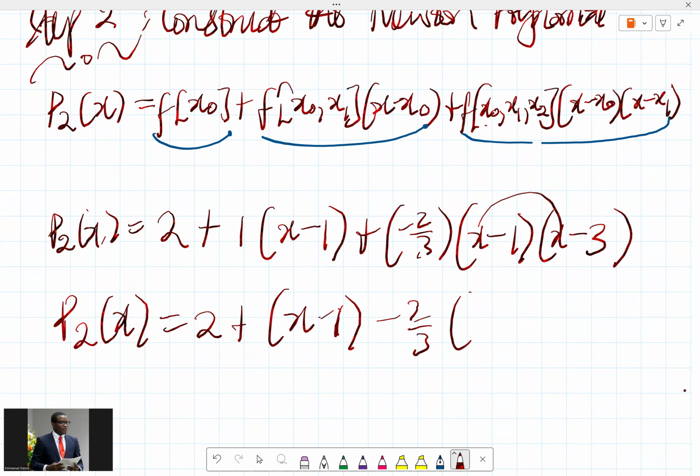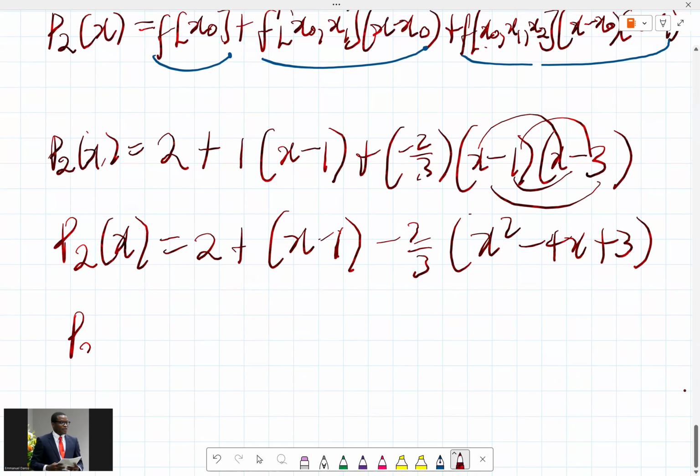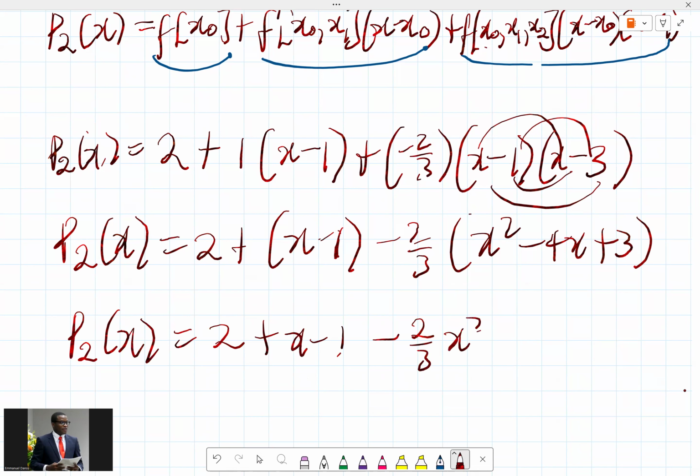expand this straight, so x times x, that's x squared, minus x minus 3, that's minus 4x, minus 1 times minus 3, that's plus 3. That's a fast way to go about that. So P2 of x is equal to 2 plus x, we can expand, right? So 2 plus x minus 1 minus 2 over 3 x squared plus 8 over 3 x, minus and minus, then minus 6. 3 cancels 3, so we can just say minus 2, right?